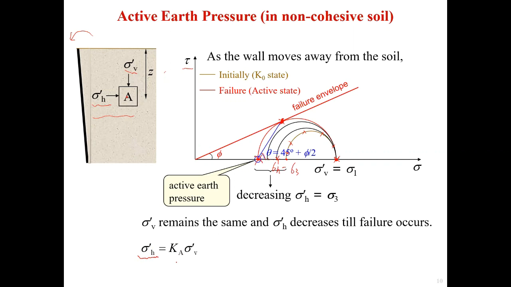And also, by the way, the active and passive pressure coefficients both represent the terminal failure conditions of the soil. So you are not going to change the resistance anymore once that failure plane develops. So it won't be any value greater than this sigma h prime.